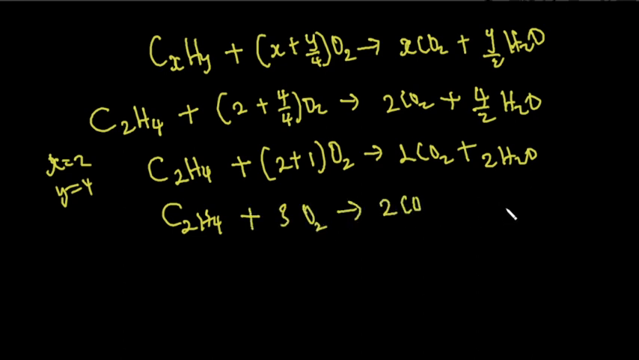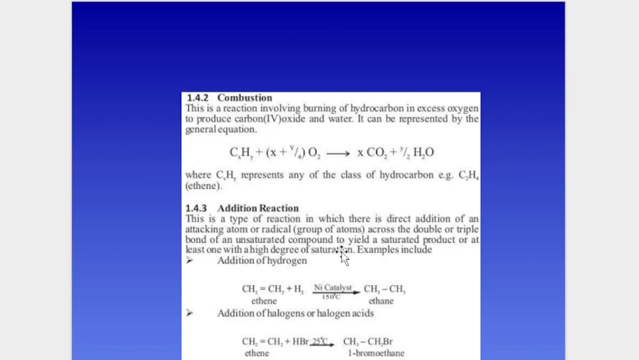plus 2H2O. And this reaction is balanced, because if you check it, the carbon atoms here are 2, the carbon atoms here are 2. Hydrogen is 4 here, hydrogen is 2 times 2, which is 4. Oxygen here is 6, oxygen here is 4 plus 2, which is also 6. So that is the general equation for balancing any combustion reaction of a hydrocarbon. Okay, now with that said, we move on to the next property.